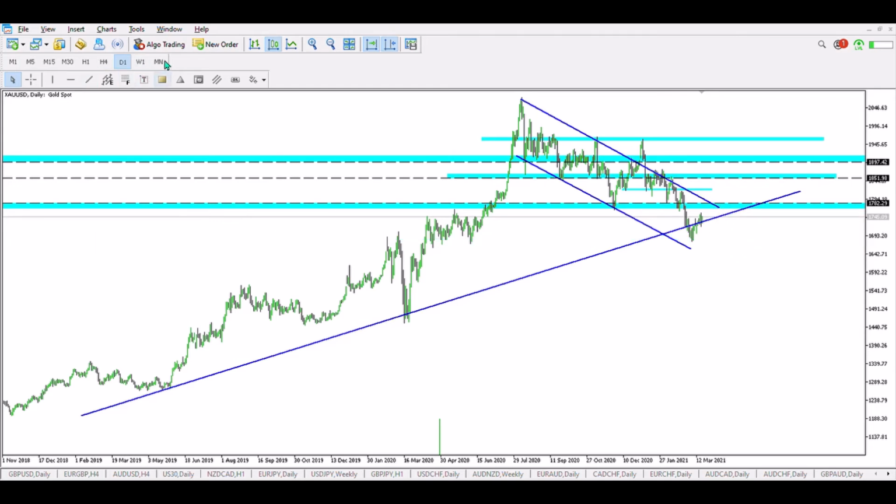Even now, if, oops, I deleted my beautiful support area here. Never mind. If we break this resistance right here, we can continue really bullish and the gold can start going back higher. But you can see the decline is too high and you better be careful with this pair.